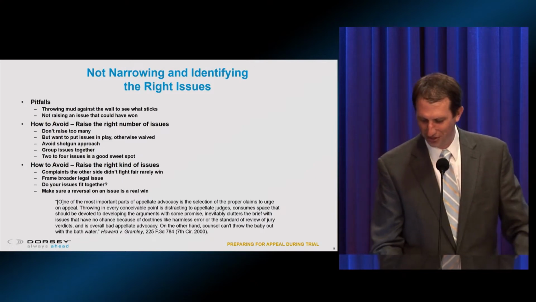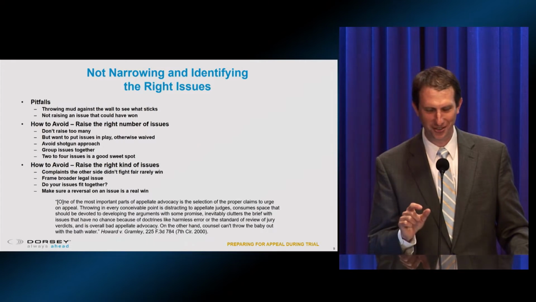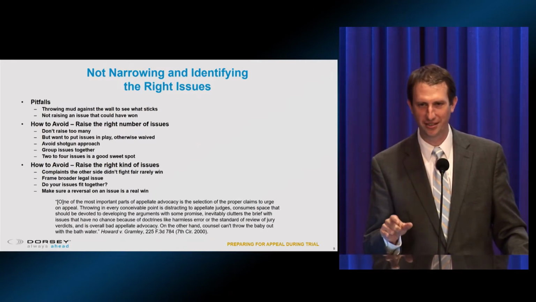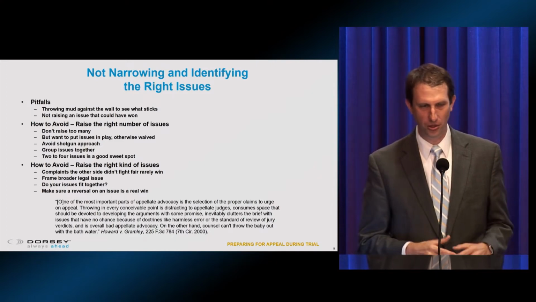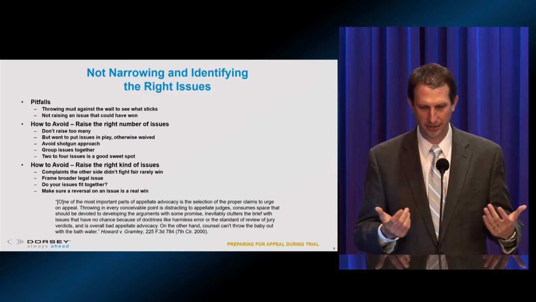Another critically important thing to think about when you're raising your issues on appeal is whether the issues you're raising are actually going to give you a meaningful win if the court finds for you. So, for example, if you're the defendant and you've lost at trial on 3 different claims, you may have a slam dunk argument on appeal for why there was insufficient evidence as to count number 1.